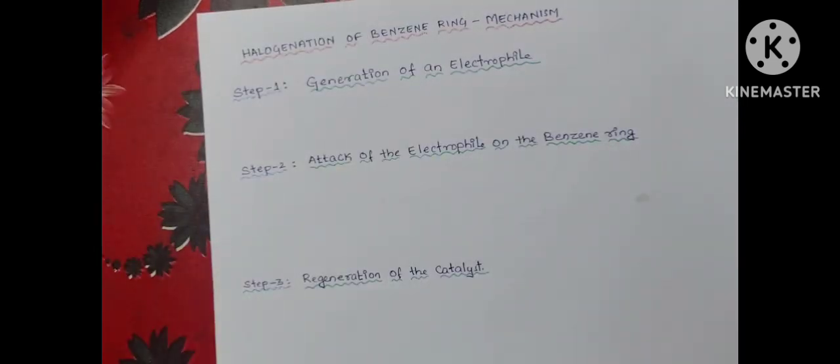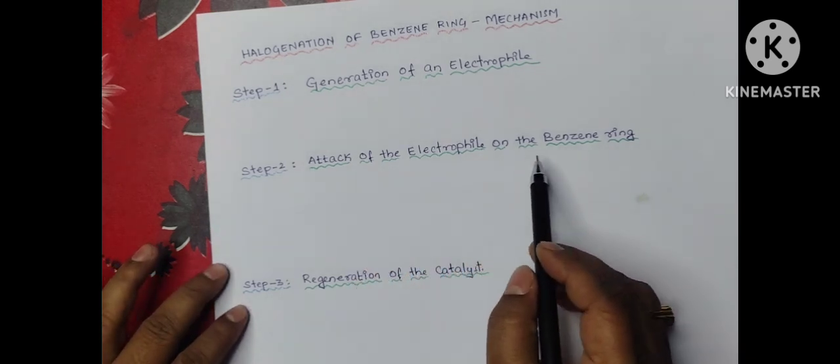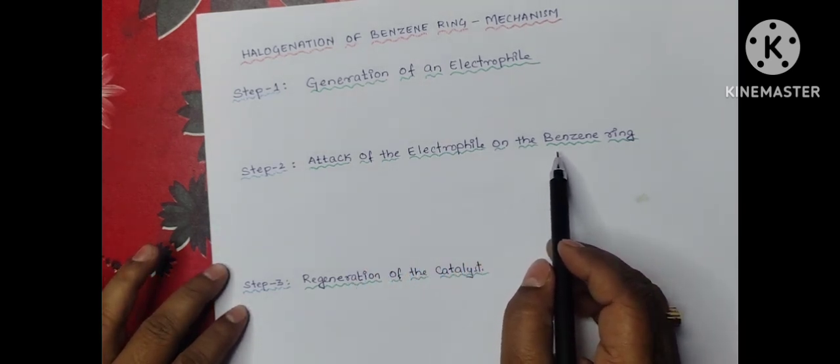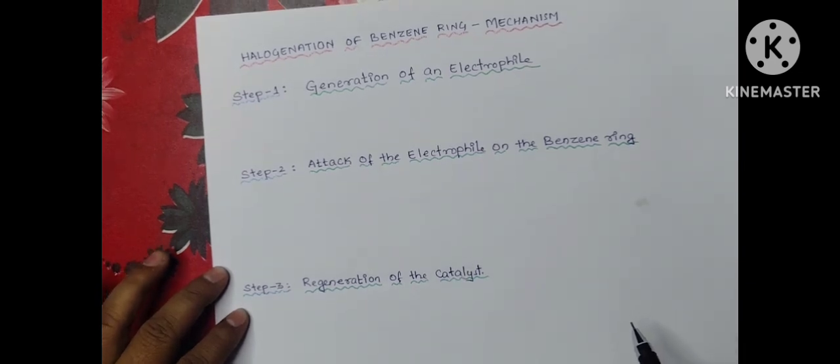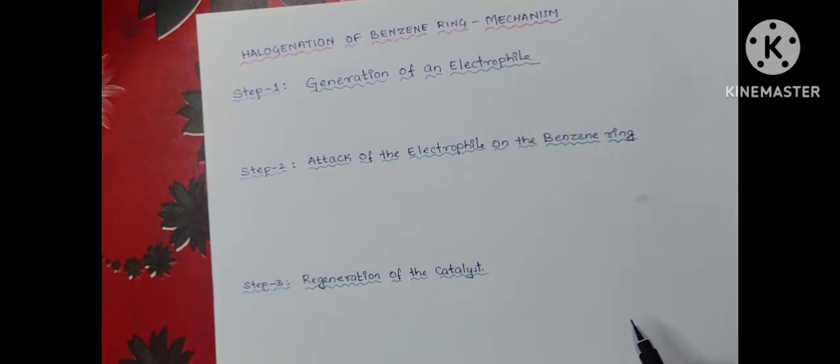I am going to break down this halogenation of benzene into three key steps. The first one is generation of an electrophile, the next one is attack of the electrophile on the benzene ring, and the third one is regeneration of the catalyst. Let's go through them one by one.